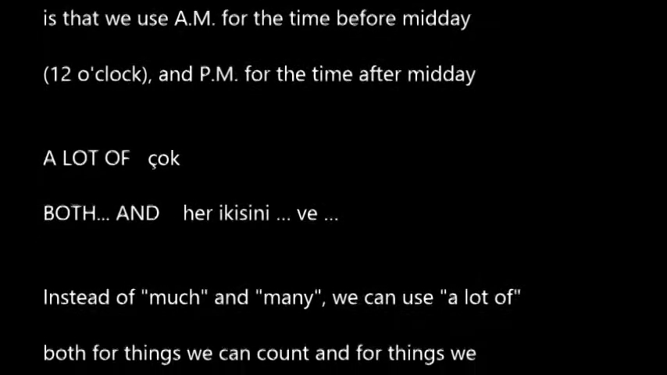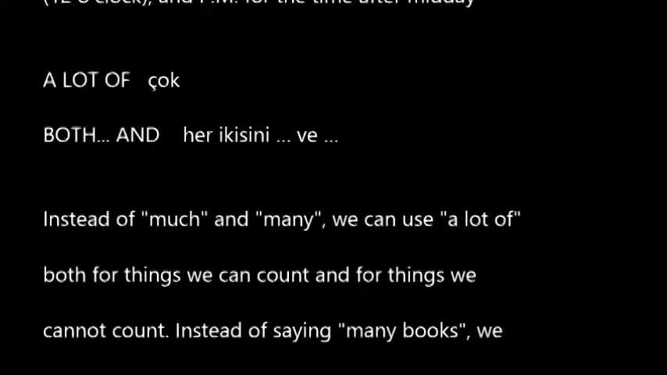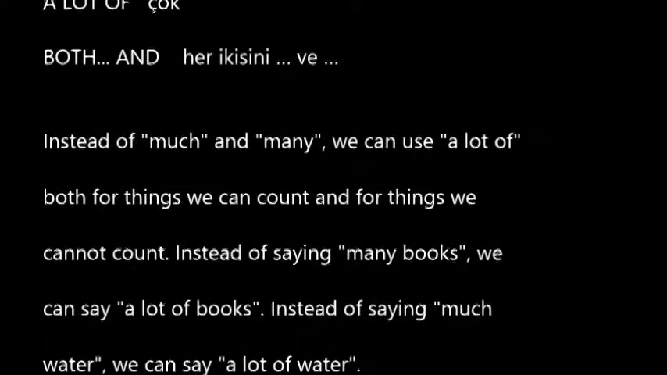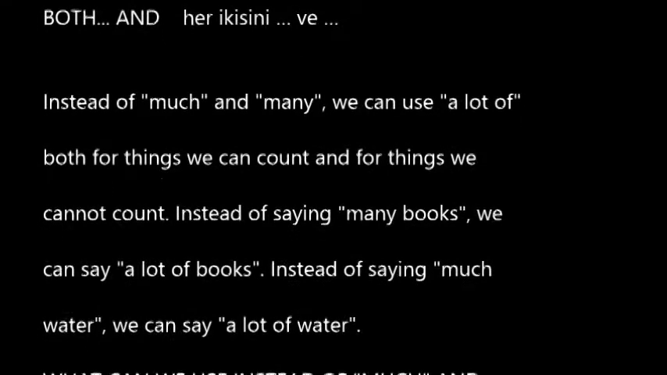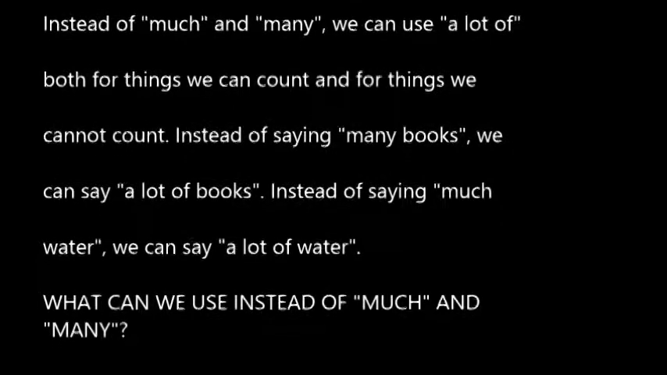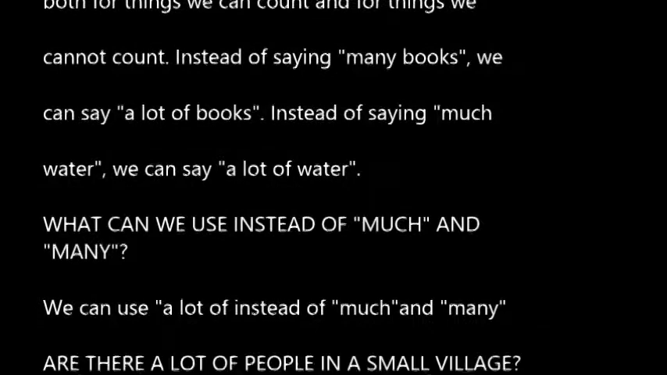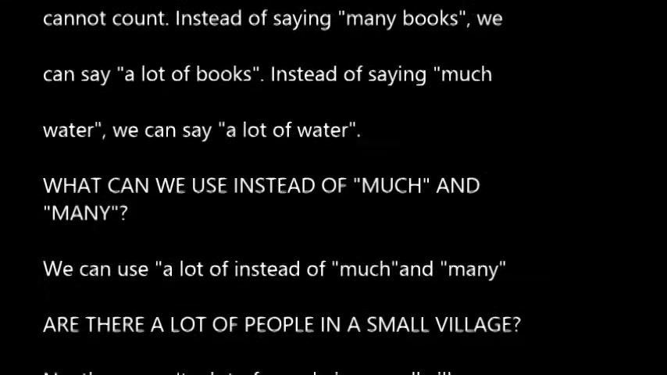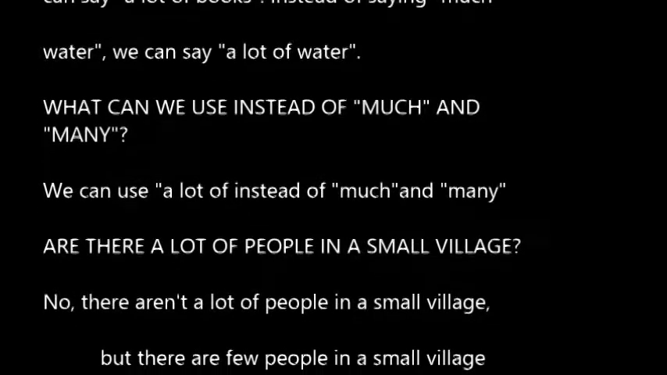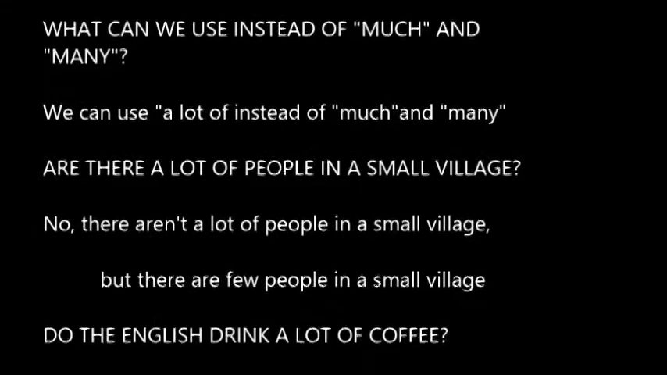A lot of, both, and. Instead of much and many, we can use a lot of, both for things we can count and for things we cannot count. Instead of saying many books, we can say a lot of books. Instead of saying much water, we can say a lot of water. What can we use instead of much and many? We can use a lot of instead of much and many.